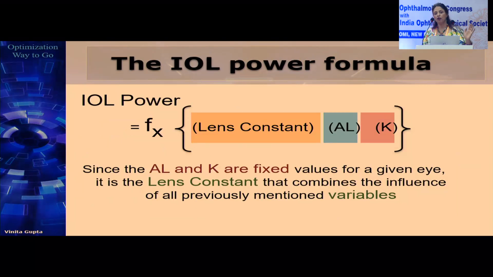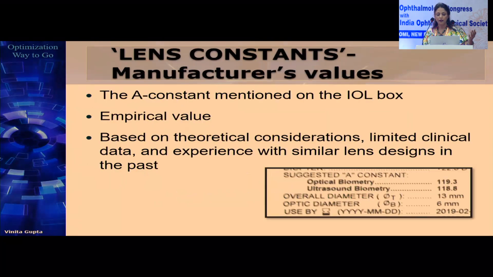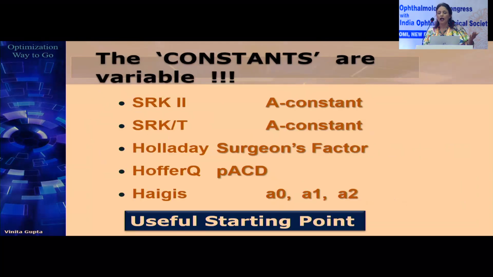So the IOL formula, if we take it in its simplest form, we all know, is lens constant, axial length and keratometry, the 3 important factors. And these lens constants which are given by the manufacturers have multiple variables included in them. The A constant, which we all know is mentioned on the IOL box, is an empirical value provided by the manufacturers of the lens. And this has been based on certain theoretical considerations with limited clinical data and experience with similar lens designs in the past. This is how the manufacturers have derived it. And these constants, however, remember, are different for every formula.